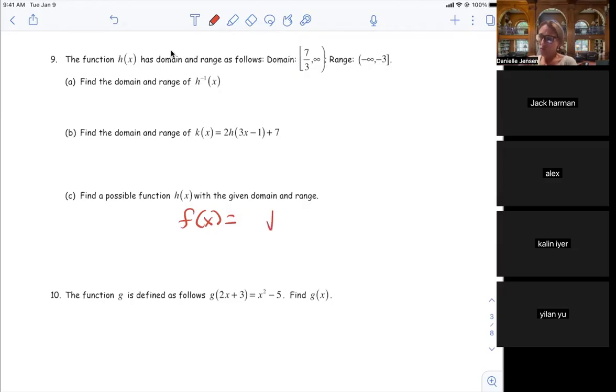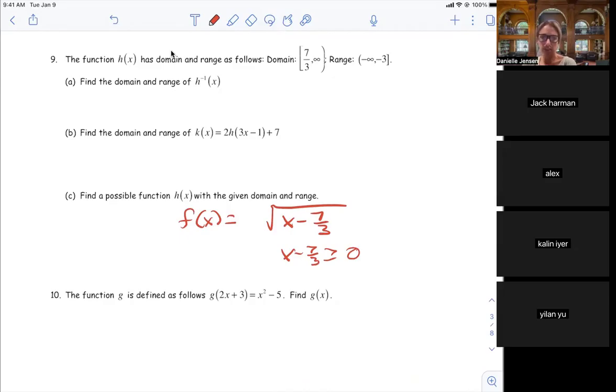So, you could do as simple as x minus 7/3. Sometimes you may have to fool with it a little bit so that when you set up an inequality, you get greater than or equal to 7/3, which would be the case here.